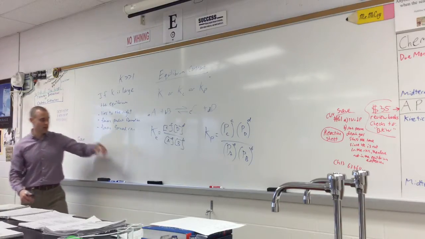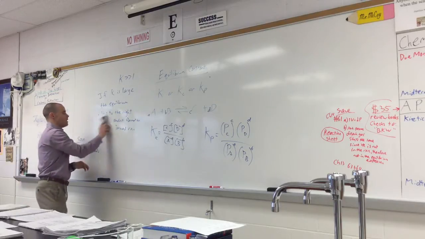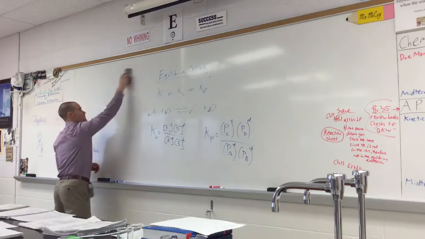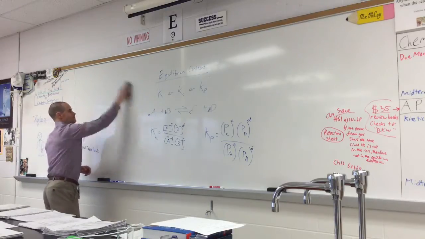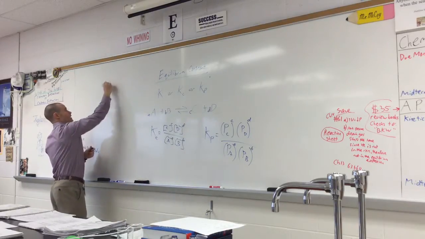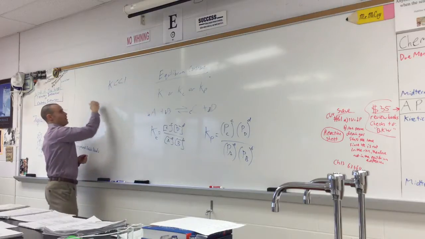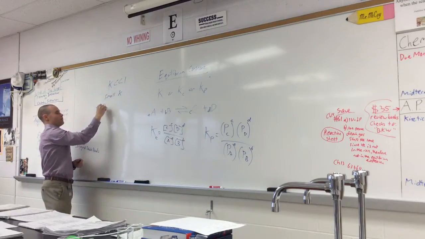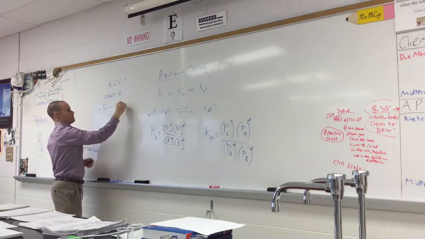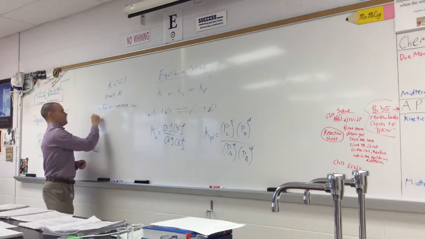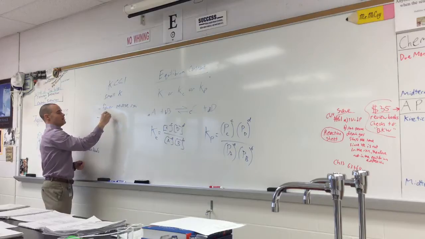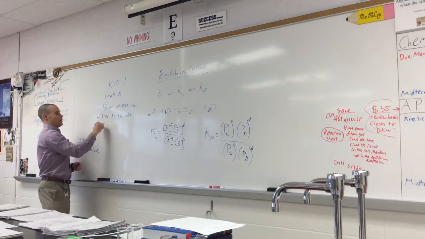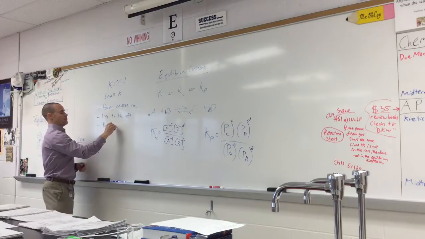Okay, so that's if K is really large, and if it's really small, it's the exact opposite. Okay, I'll write it down. So if K is really small, a small K, then we favor the reverse reaction. The equilibrium lies to the left, and we favor reactant formation.